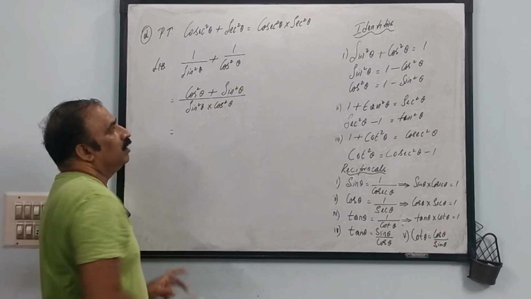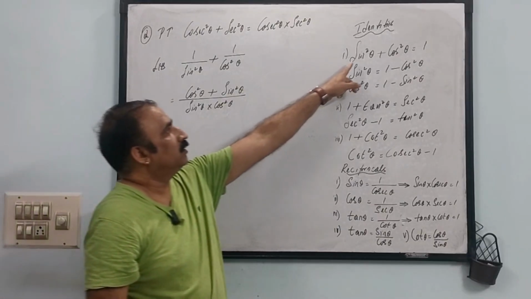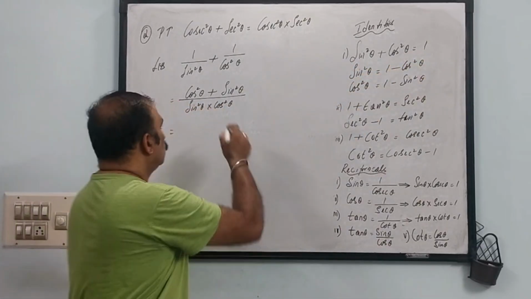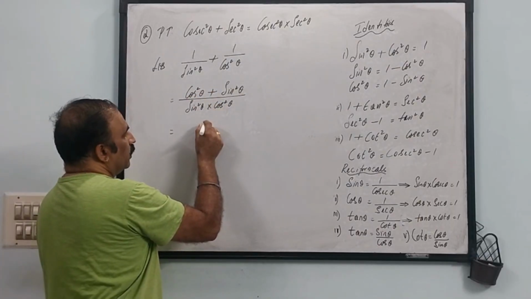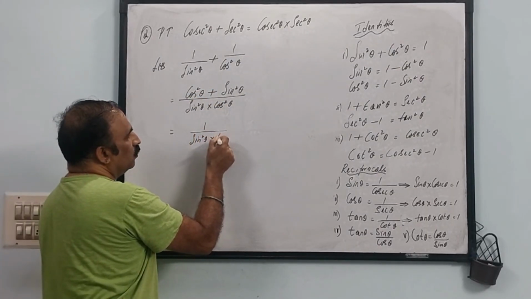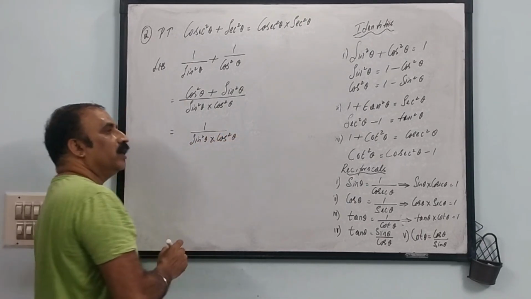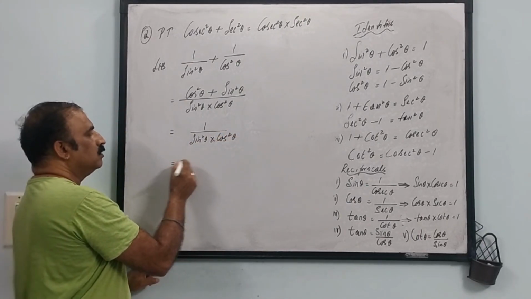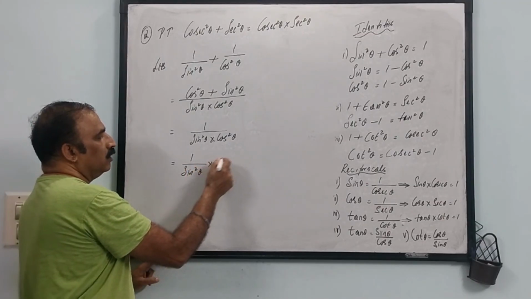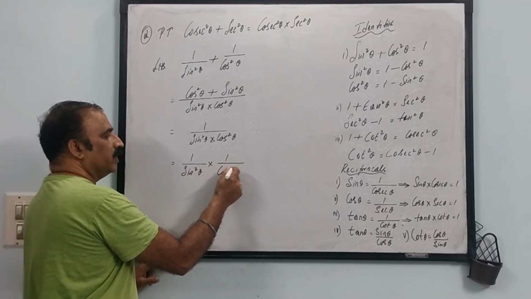Now the numerator comes to the first identity. Sin square theta plus cos square theta value is going to be equal to 1. So cos square theta plus sin square theta is 1. 1 by sin square theta into cos square theta. So it is a product. It can be split as 1 by sin square theta into 1 by cos square theta.